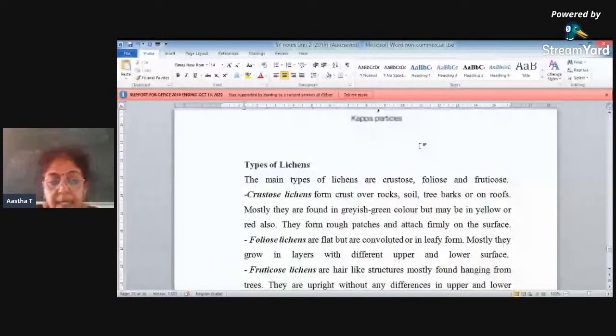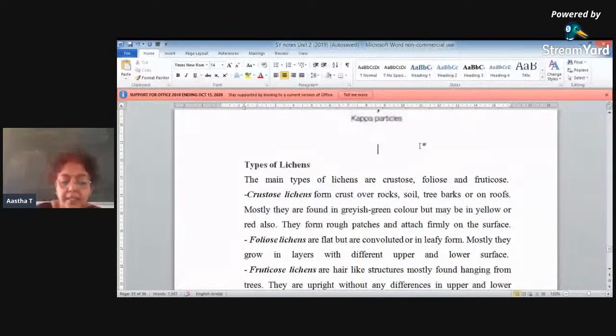So crustose lichens, these are usually found on the crusts of the rocks, soil crust, barks of the tree and the roofs of the houses. Mostly they are found in grayish green color or they may be red or yellow in color also. So rough patchy surface तयार करतात ते, जसे ते झाडाचं बार्क असतं, म्हणजे वरचं लाकडाचा पार्ट कसा खरबड असतं तसंच ते क्रस्टोस लायकेन्स आपल्याला दिसतात.